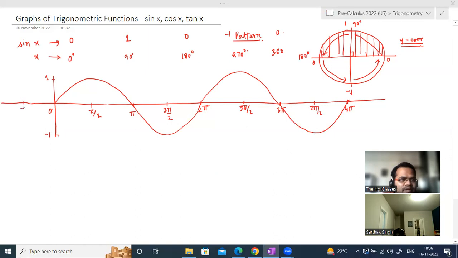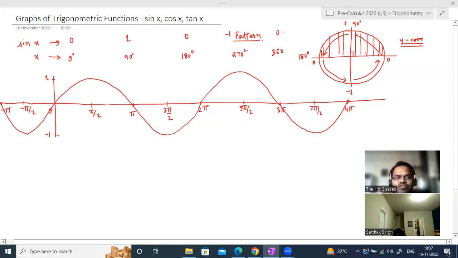Similar behavior. So this is negative pi by 2, and negative pi. It will go at the bottom, and it will again come back to 0 at pi. From here we can observe that sine of theta is 0 at integral multiples of pi, multiples of 180. Here it is 0, here it is 0, here it is 0, and on the negative side also. So this completes the graph of sine.